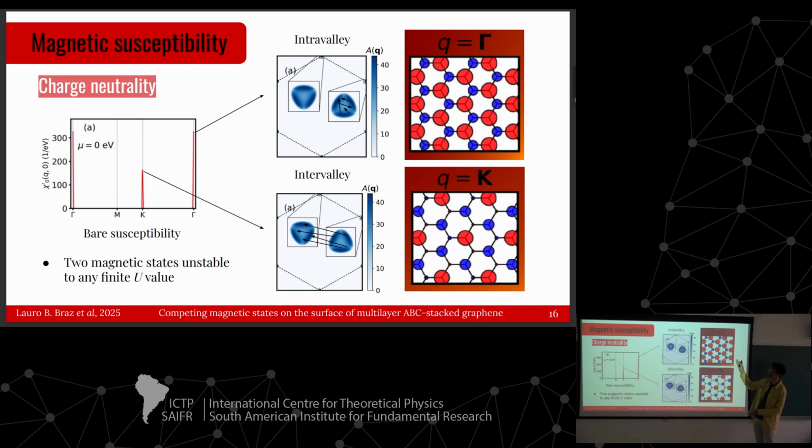So the colors mean something. Red is pointing up, and blue is pointing down. And the radius of the circles is the intensity of the spin density. What we see is that related to the intra-valley scattering, there is the usual graphene unit cell in the magnetic case, while related to the inter-valley scattering, there is that kind of square root of 3 by square root of 3 pattern as seen in experiments.